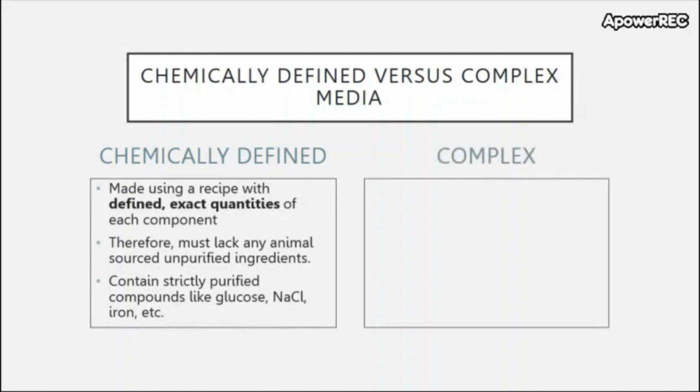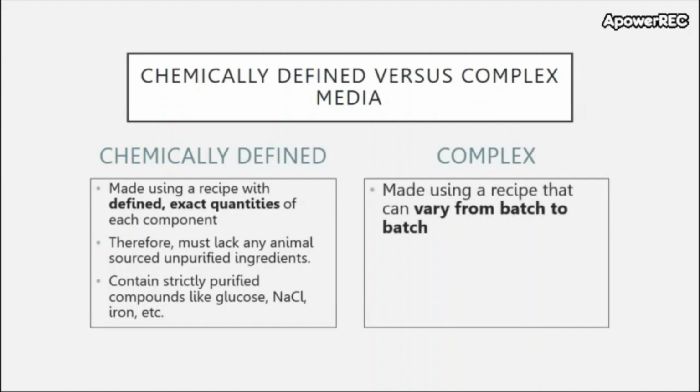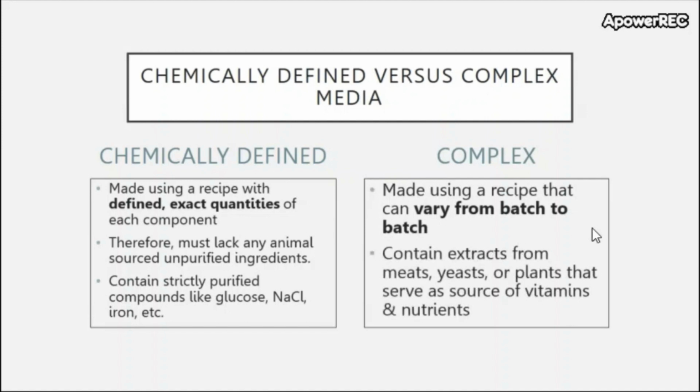Next are complex mediums, and this is far and away the majority of mediums that people use. It's made using a recipe that can vary from batch to batch, and that's because the sources of ingredients for these batches tend to also vary in their chemical makeup. So they can contain extracts from meats, yeasts, or plants that serve as sources of vitamins and nutrients.